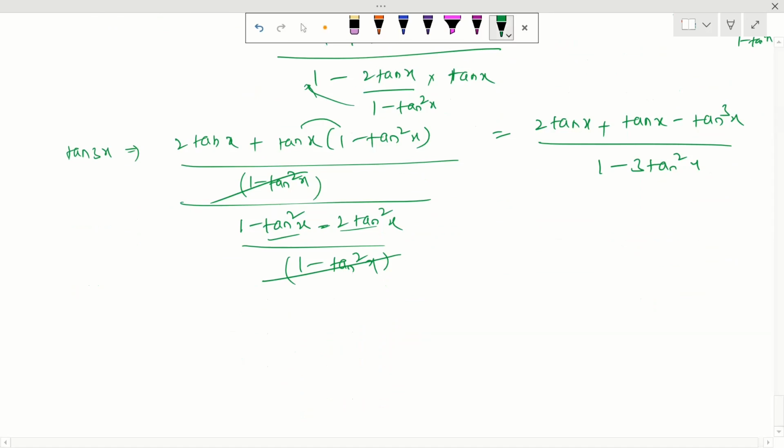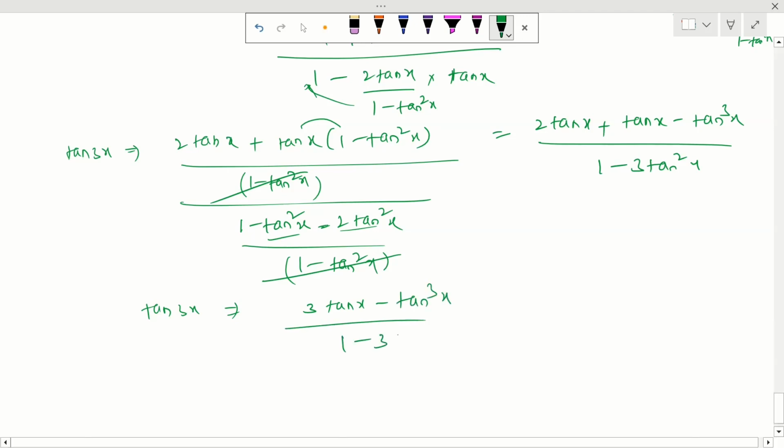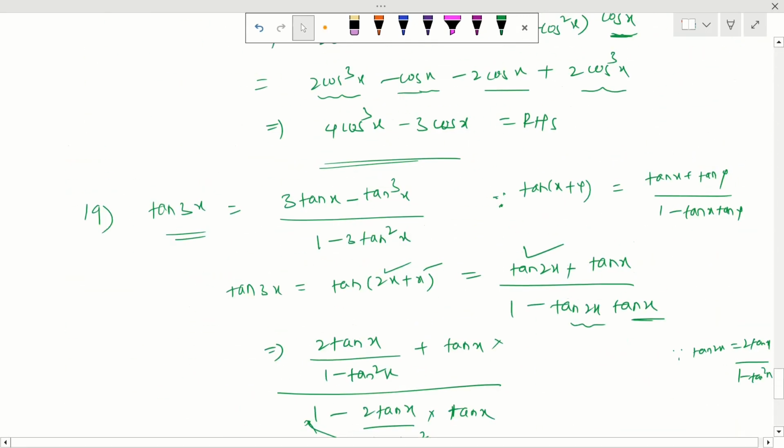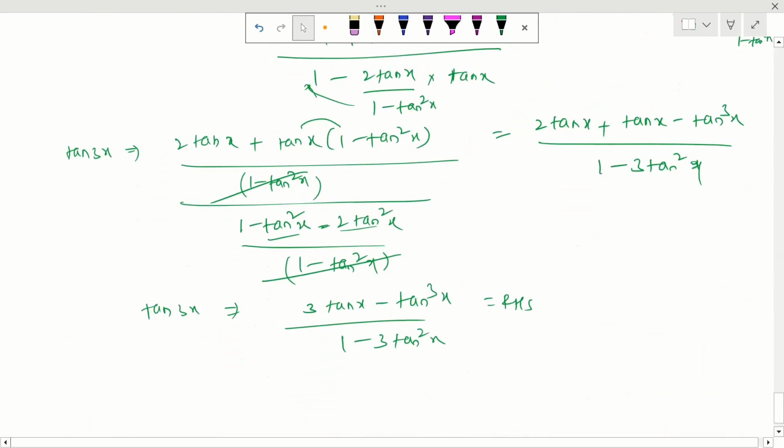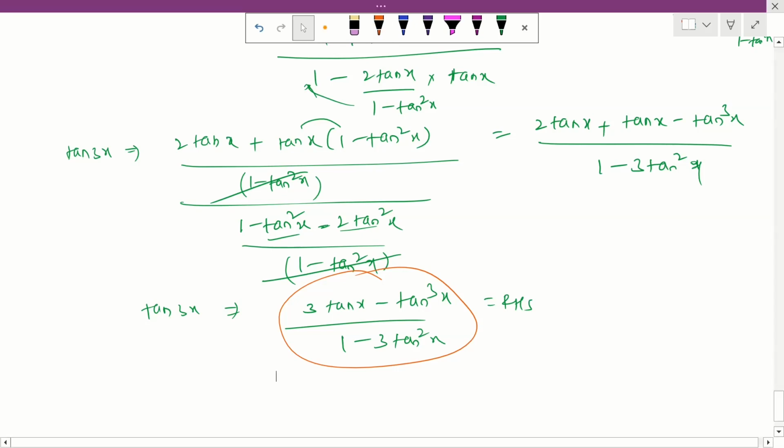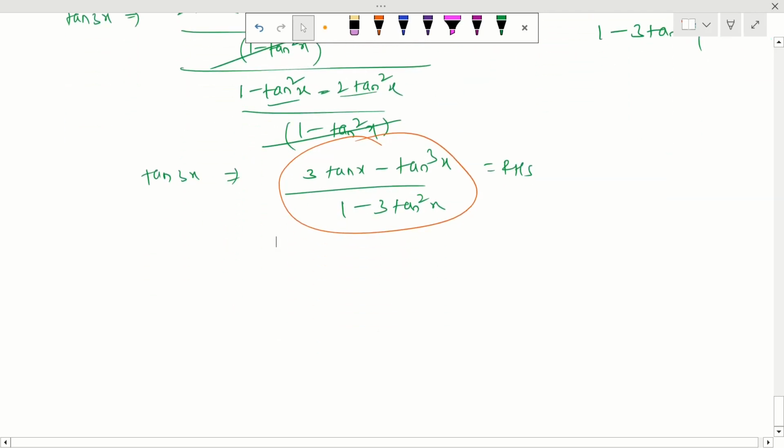Now if we simplify this further, 2 tan x plus 1 tan x becomes 3 tan x, right? It becomes 3 tan x, and tan cube x divided by 1 minus 3 tan square x. So this is equal to the RHS, the same as the RHS term. 3 tan x, this and this are equal, hence it is proved. You just remember tan 3x is 3 tan x minus tan cube x over 1 minus 3 tan square x. This formula you need to remember.